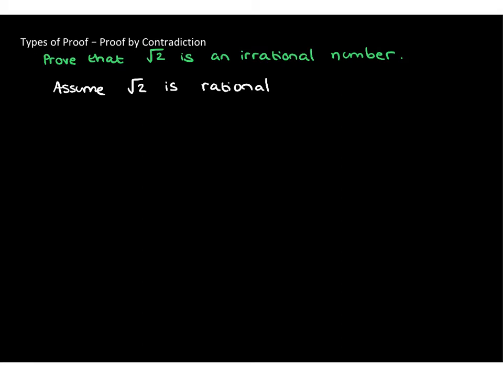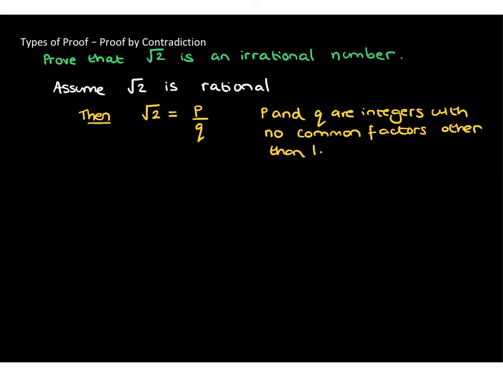Now, from here, we can then deduce if root 2 is rational, then it must be feasible that we can write root 2 in the form p over q, where p and q are integers, and this fraction has been simplified to its simplest form, so p and q have no common factors other than 1. There's a nice mathematical term for two integers which have no common factors other than 1. We can call them co-prime.